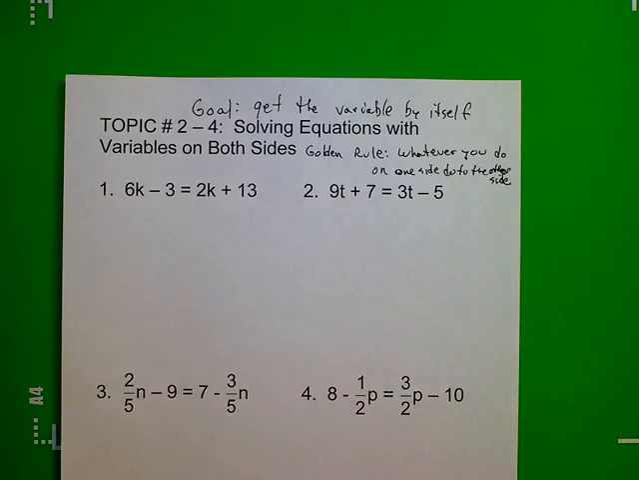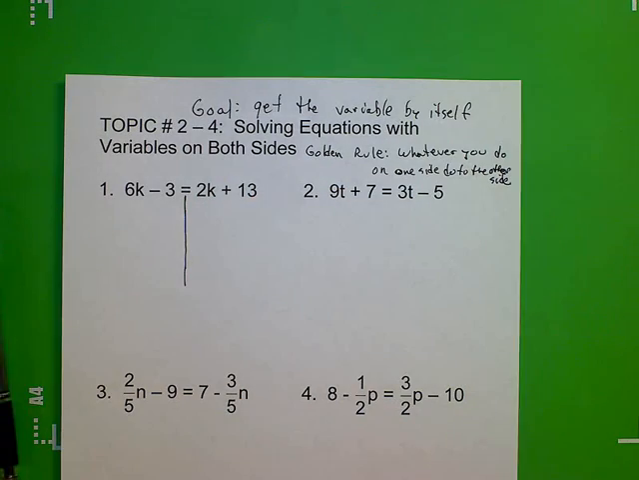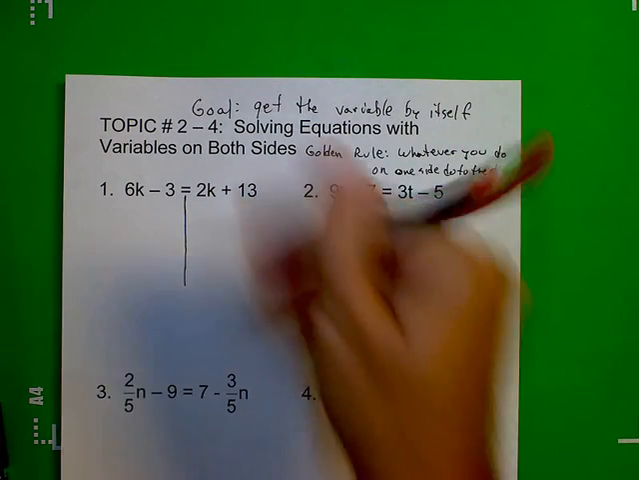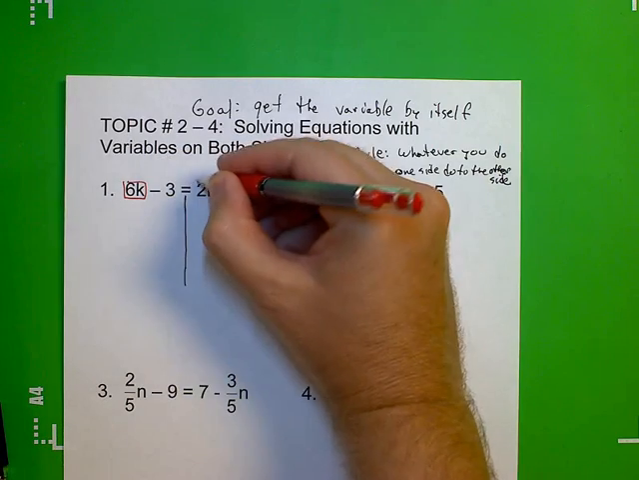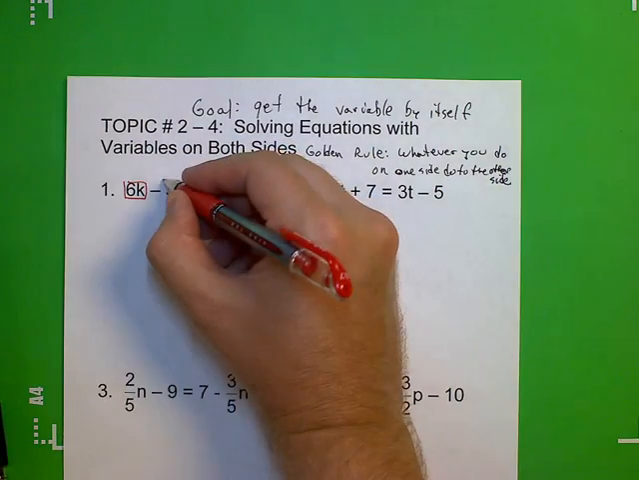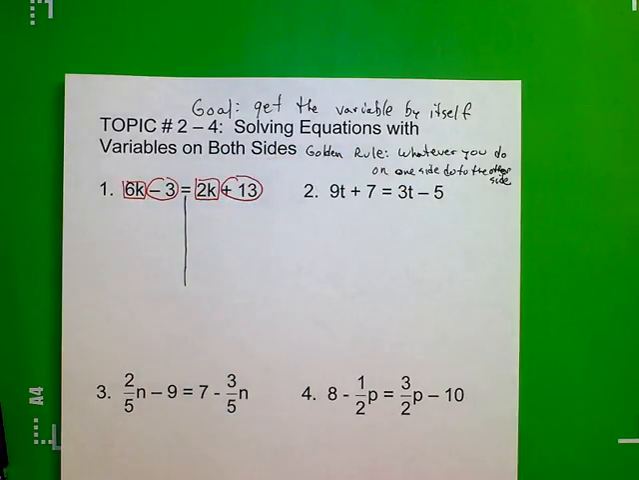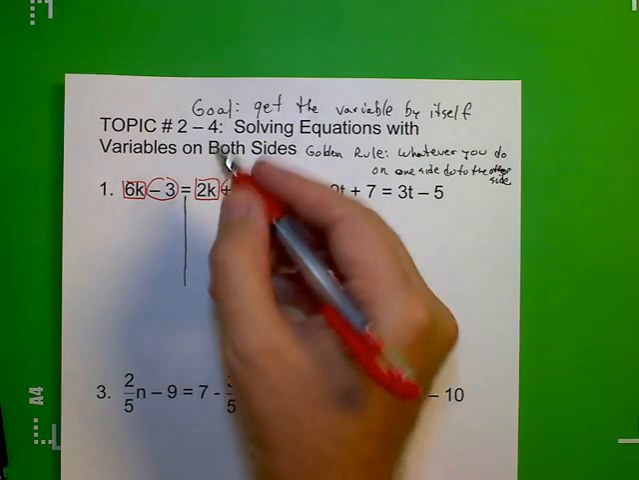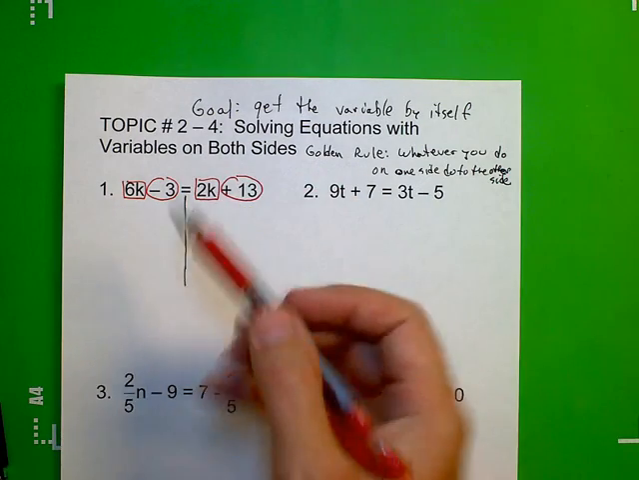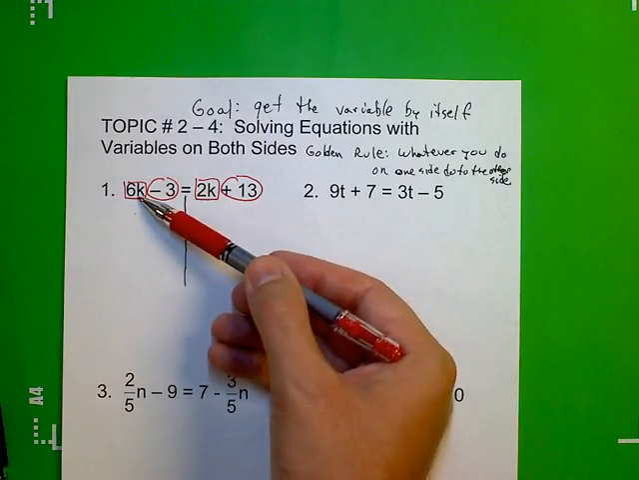Whatever you do to one side, you do to the other. Okay? So let's look at this first problem. I know some of you are working ahead, but if you'll notice here, I have boxes on both sides. They both have K's. I have numbers on both sides, normal looking numbers, so I circled those. It doesn't matter which way you go, but you have to decide: do I want to move these 2K's over here or 6K's over here?